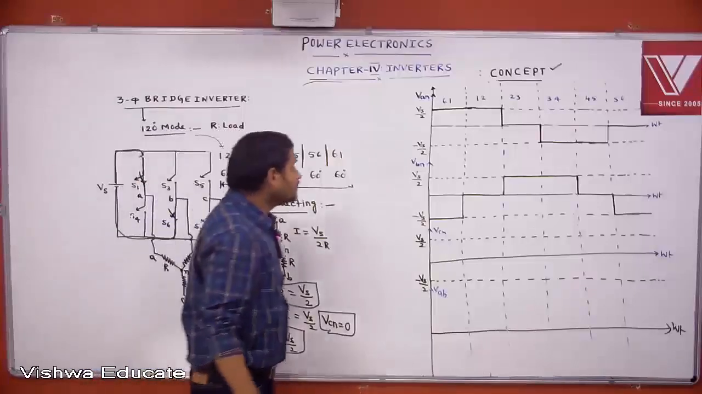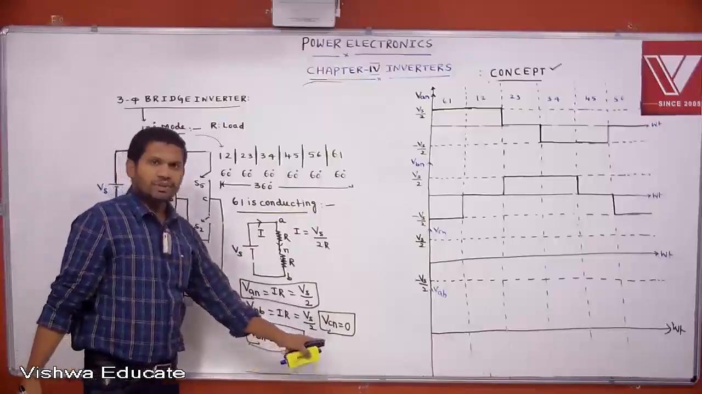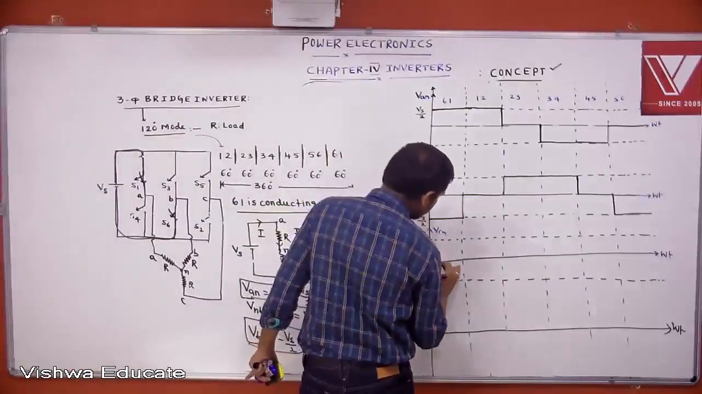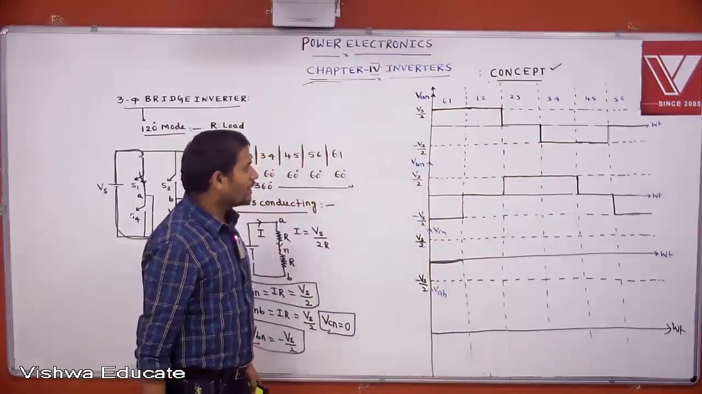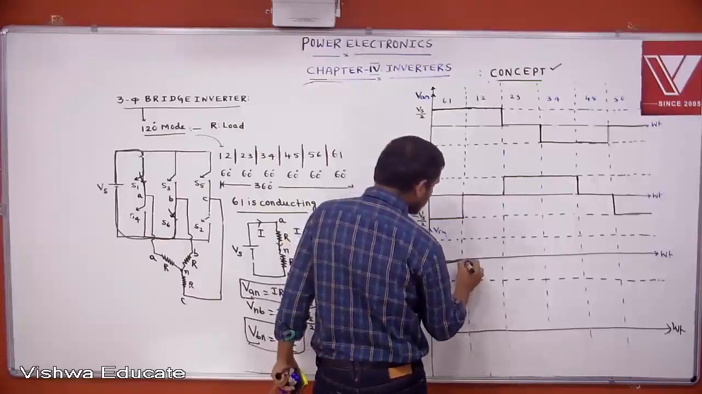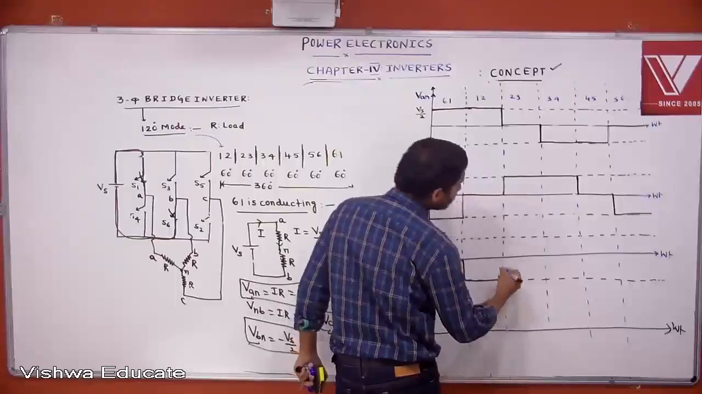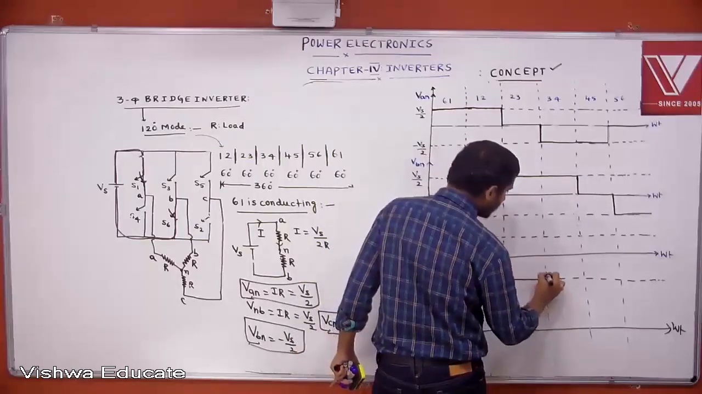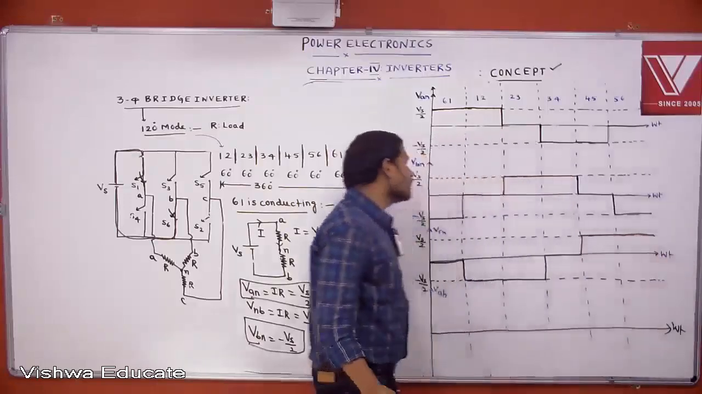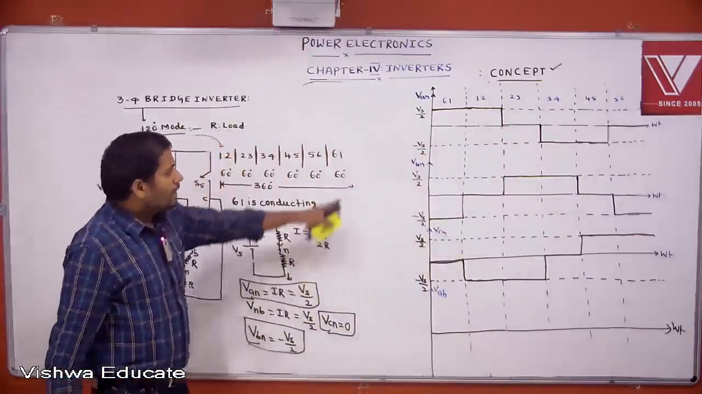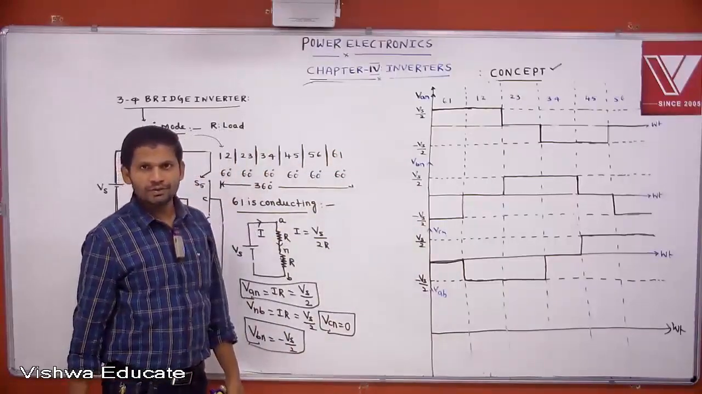Okay. Now you tell me. If 6-1 is conducting, what is the C phase voltage? 0. C phase voltage equal to 0. If 1-2 is conducting, what is the C phase voltage? Minus Vs by 2. Then again minus Vs by 2. This is 0. Plus Vs by 2, plus Vs by 2. Like this we can get the wave shape. This is A phase, B phase and C phase voltage wave shapes. Understood?